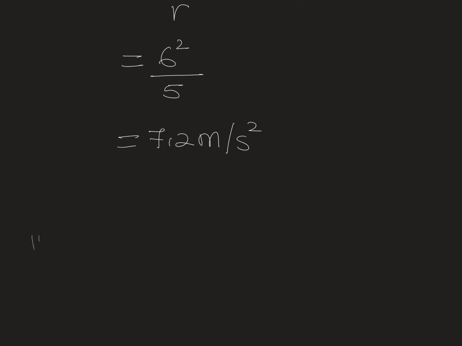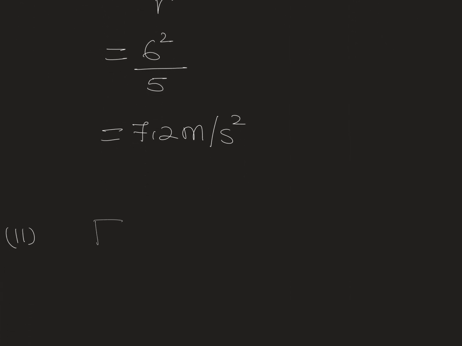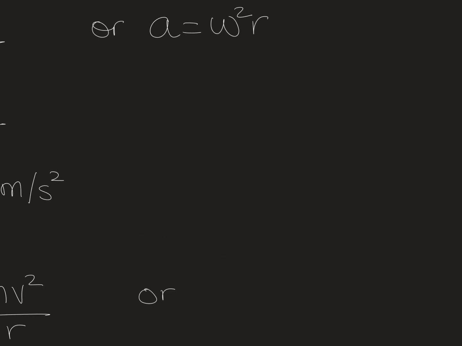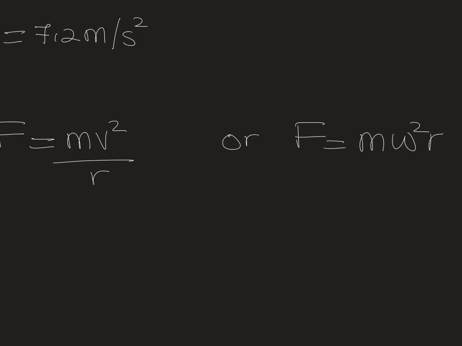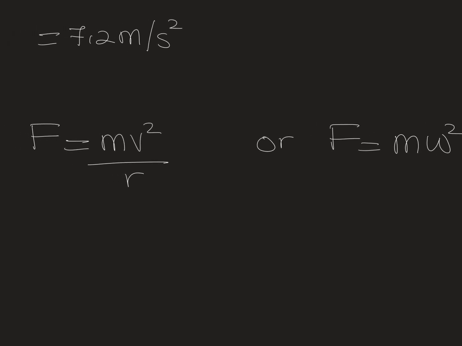The second question asks us to find the centripetal force. It's either F is equal to mv squared divided by r, or F is equal to m omega squared r. But since we do not know the angular velocity omega, it is going to be simple for us to use this formula. So let's try to use that.